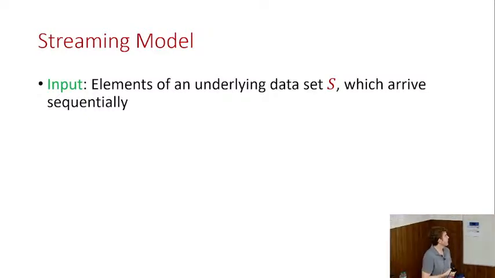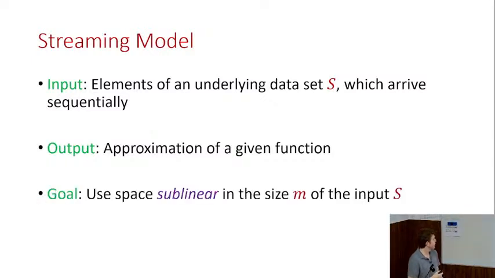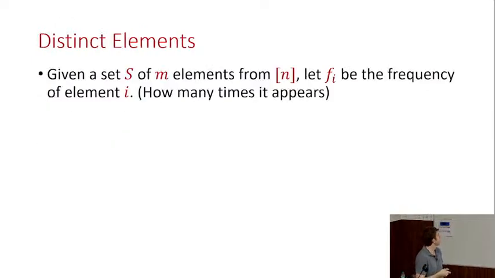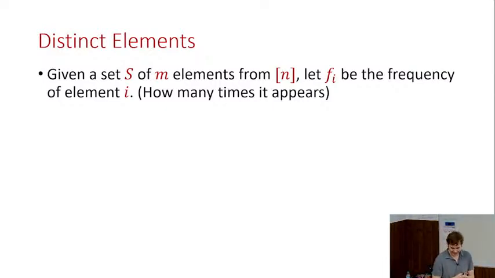So I'm going to be talking about the streaming model. As input, we have elements of an underlying data set S, which arrive sequentially. And we want to approximate some function on this data stream. And our goal is to use space or memory, which is sublinear in the size m of the input stream S. And we're going to focus on the distinct elements problem, which is a classic problem, has applications to geometry. Various streaming geometric problems use it. And the problem is as follows.